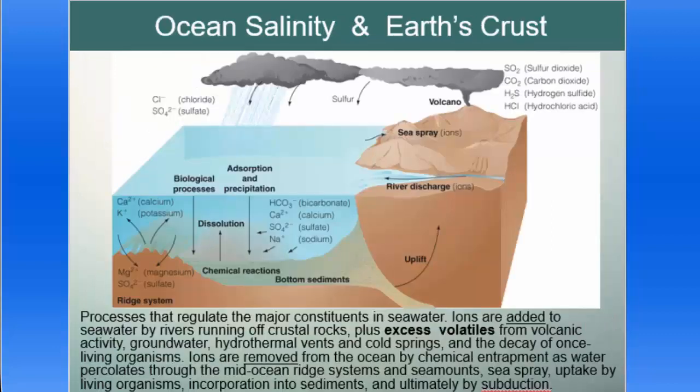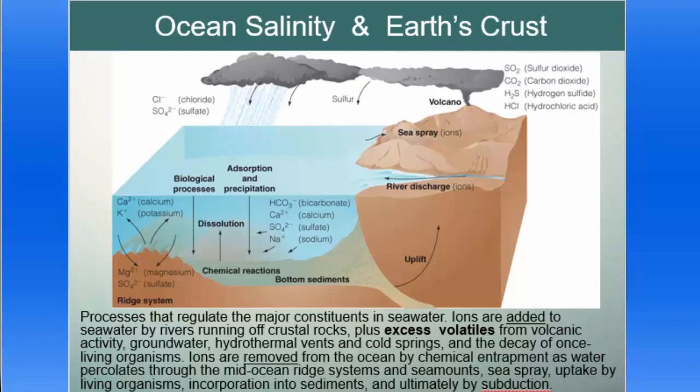All right, and this is the process by which the ocean became salty. This process regulates the major constituents of seawater. Ions are added to seawater by rivers running off crustal rocks, plus excess volatiles from volcanic activity. Groundwater is how you get some of those ions. Hydrothermal vents and cold springs give you some of the ions, and the decay of once living organisms gives you ions.